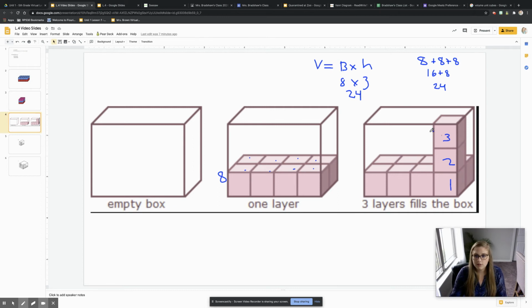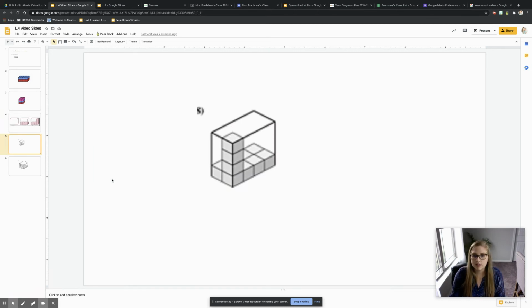So in order to fill this box, the volume of this box would be volume equals 24 units cubed. All right, let's try this one. I want you to pause the video here for a second, and I want you to try it on your own. All right, let's do it together.